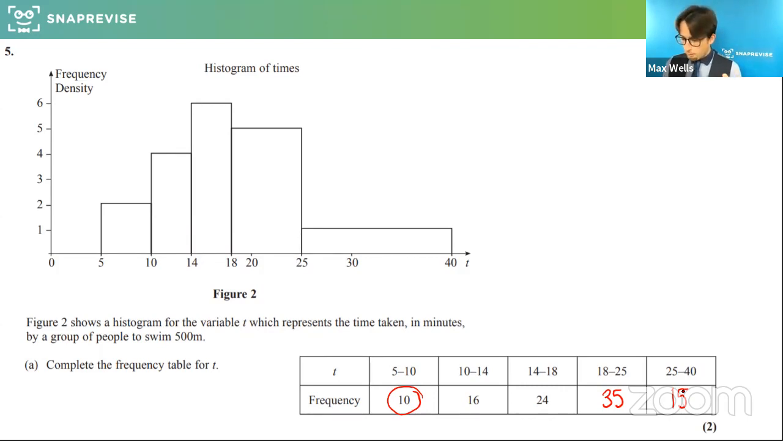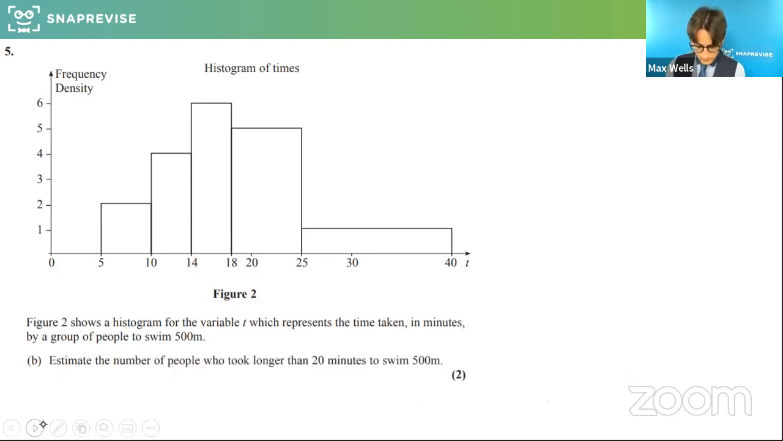Right. We'll go a little bit more A-level style now. So feel free, as I said, to work ahead of me or alongside me as we go. Now it says estimate the number of people who took longer than 20 minutes to swim 500 meters. So answers here, what do we reckon? So number of people more than 20 minutes, and let's just look and be careful at where that is. And also have a little think about why this is an estimate.